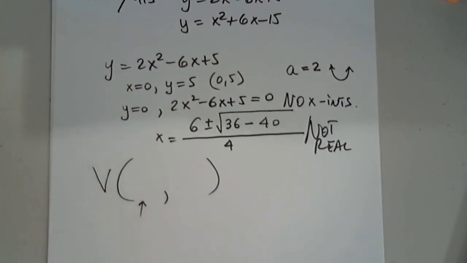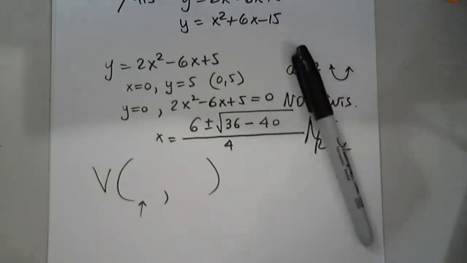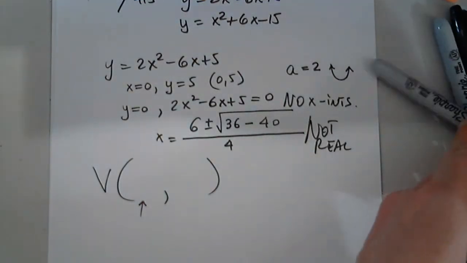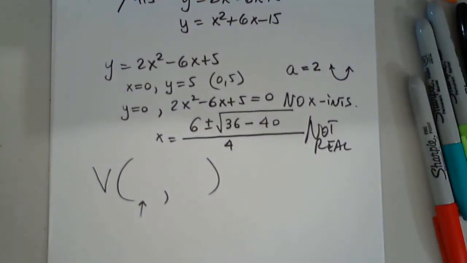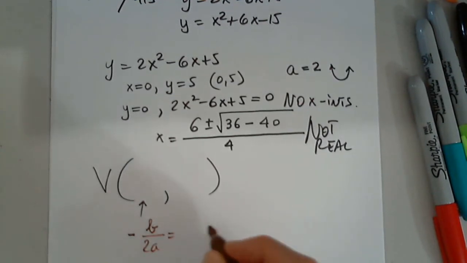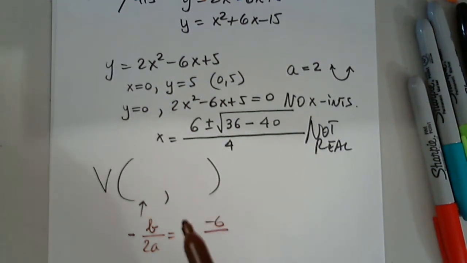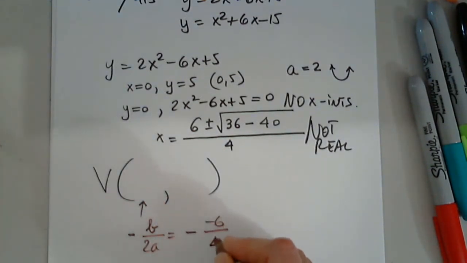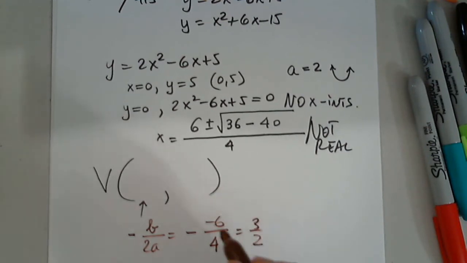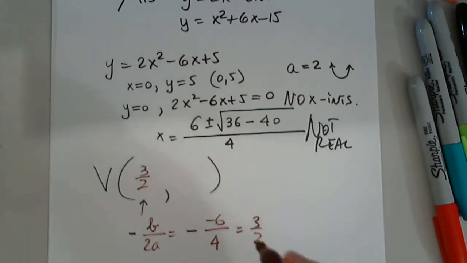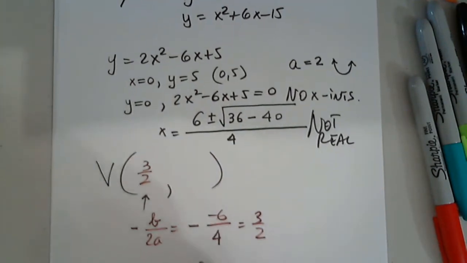So remember, can anyone remind us of the x-coordinate of the vertex? Awesome, thank you very much. So negative b, negative negative 6, over 2 times a, 2 times 2 is 4. So this is 3/2. Okay? So now I have to plug in 3/2 and see what this is.